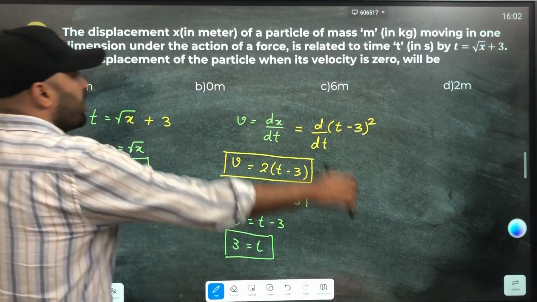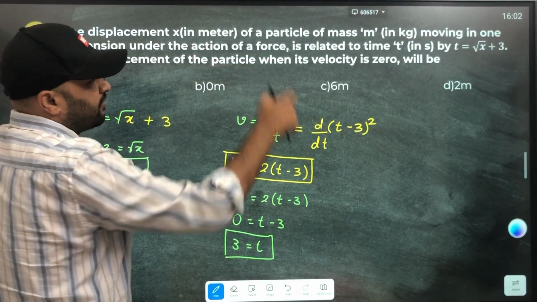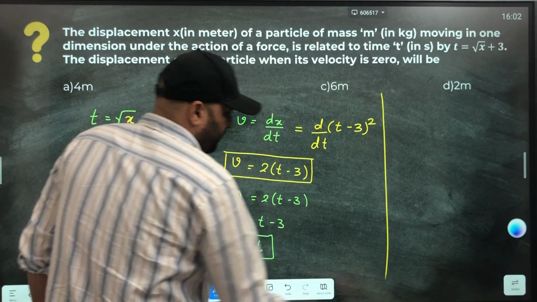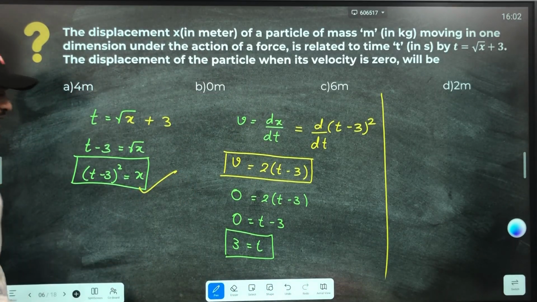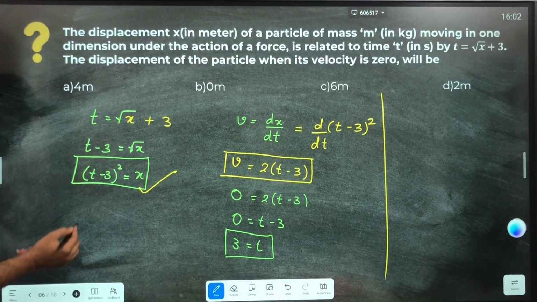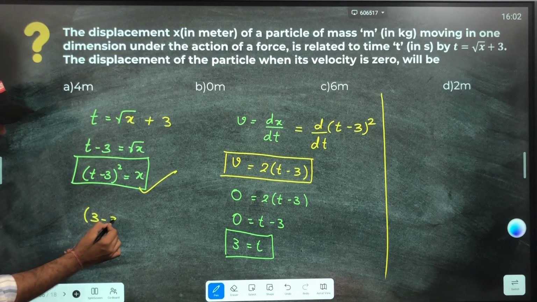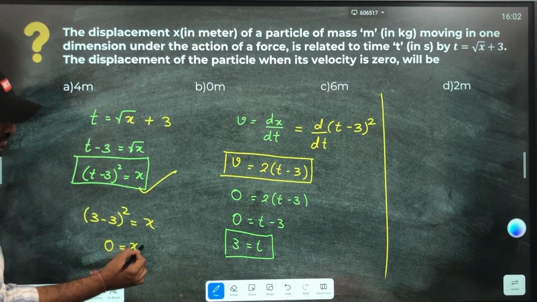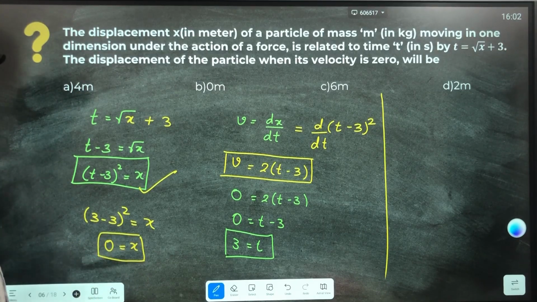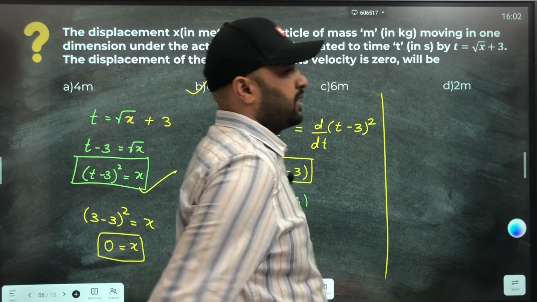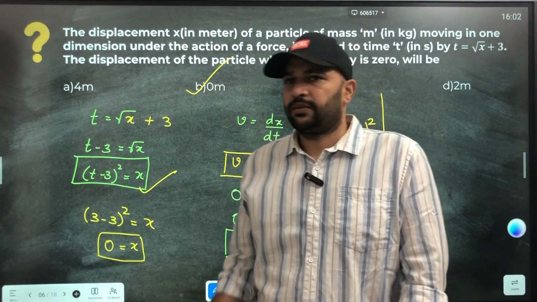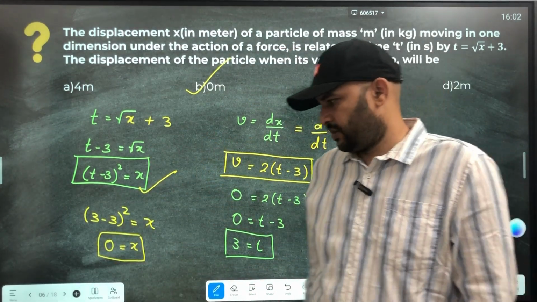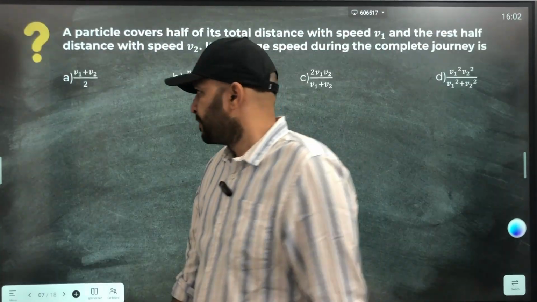The question is asking, find the displacement of the particle when the velocity is 0. So where is our displacement function? Here it is. Let's substitute this value of t here only. So it will be 3 minus 3 whole square, that will be our x, and that is 0. So the displacement of the particle is 0, option B. I hope this is clear. Displacement can be 0, right? We already know that. Let's see the next problem.